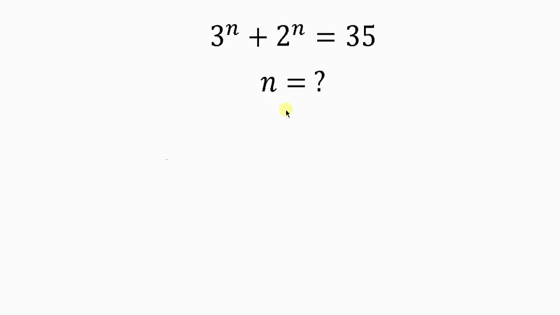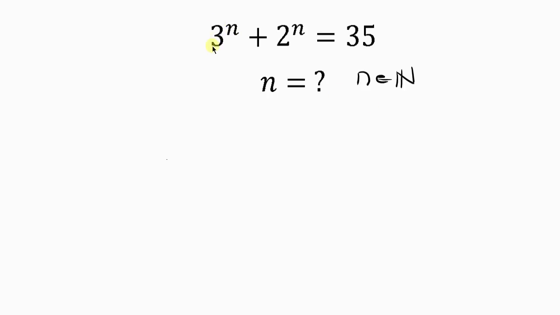Let's solve this math question that says find the value of n for which 3 to the n plus 2 to the n is equal to 35. Well, before solving this question, there is something we need to put at the back of our mind, and it is n is a natural number. So put that into the back of your mind that n is a natural number.